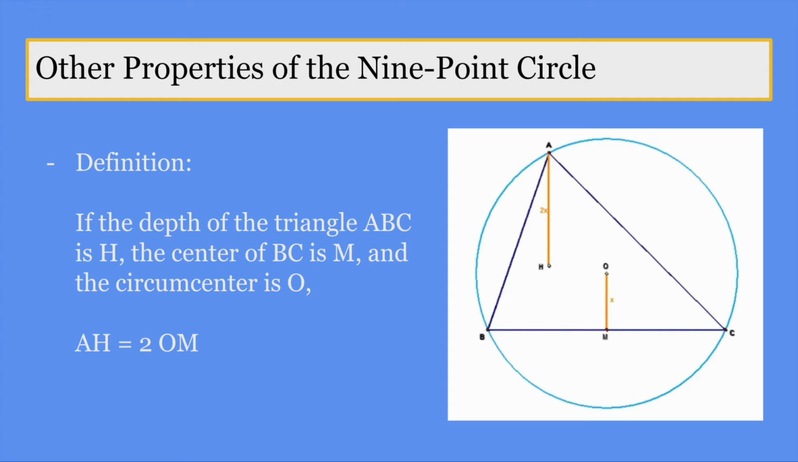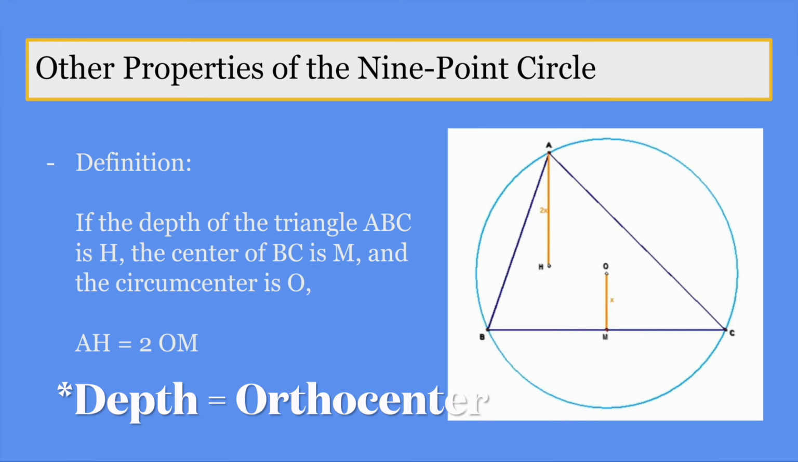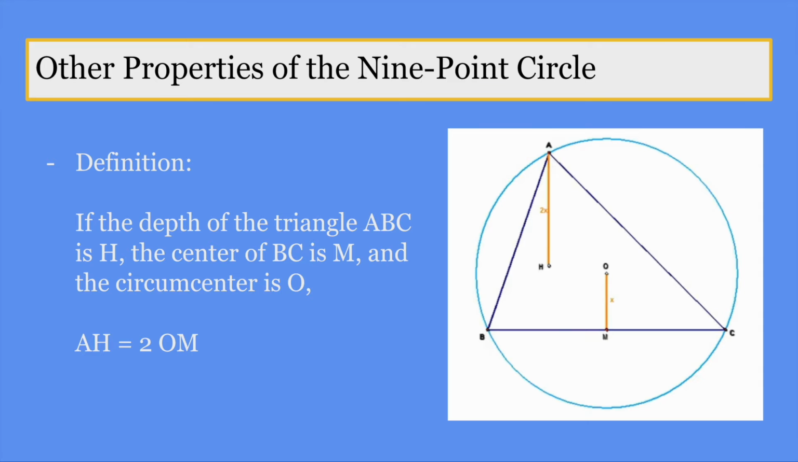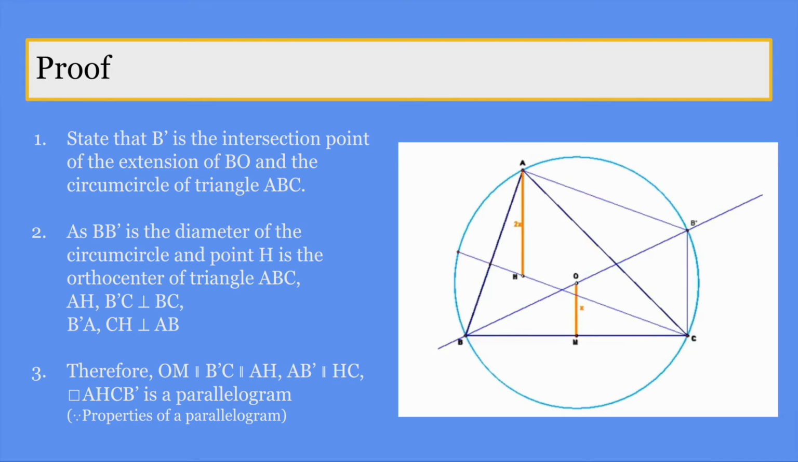Now, let's finally get into the property itself. This property states that if the orthocenter of triangle ABC is H, the midpoint of BC is M, and the circumcenter is O, AH equals 2OM. The proof of this property is quite straightforward when using the basics we learned from the previous slides.